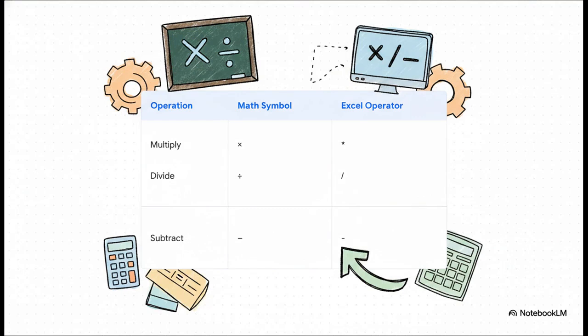In math, you'd use the x for multiply and the ÷ for divide, right? Well, in Excel, you have to use the asterisk for multiplication and the / for division. The only one that actually stays the same is the good old hyphen for subtraction. It's a tiny change, but it makes all the difference.